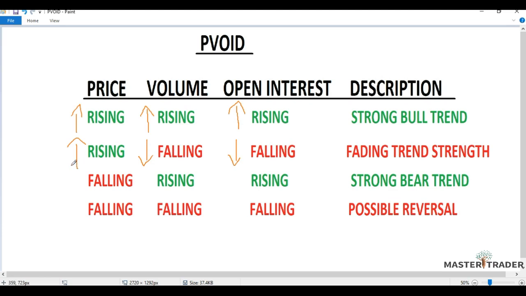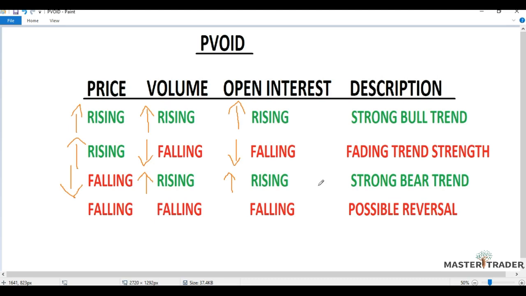Now let's say price is falling, price is in a bearish trend. And now volumes are rising in that particular contract, or a particular instrument. And along with volume, we also have open interest, which starts to go up. So what that tells me is if a stock is in a nice downtrend with increasing volumes and increasing open interest, that will indicate a strong bear trend.